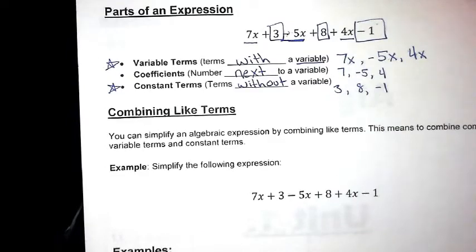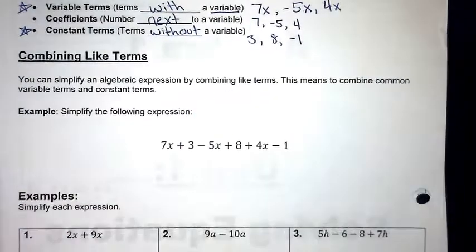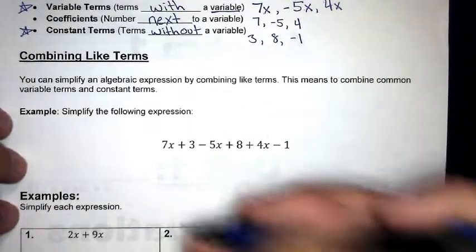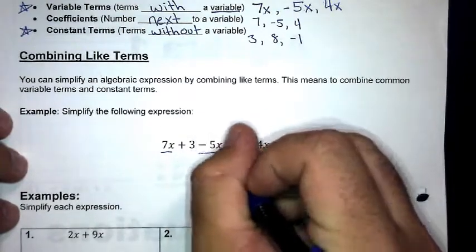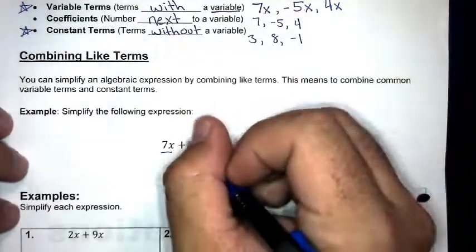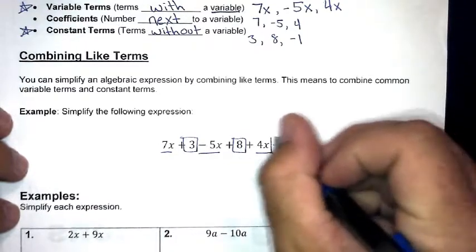Speaking of combining, that's what we're going to talk about next: combining like terms. You can simplify an algebraic expression by combining like terms. This means to combine the common variable terms and common constant terms. We've already identified our variable terms in the example above, which are my underlines, and we can combine our constants, which are my boxes.